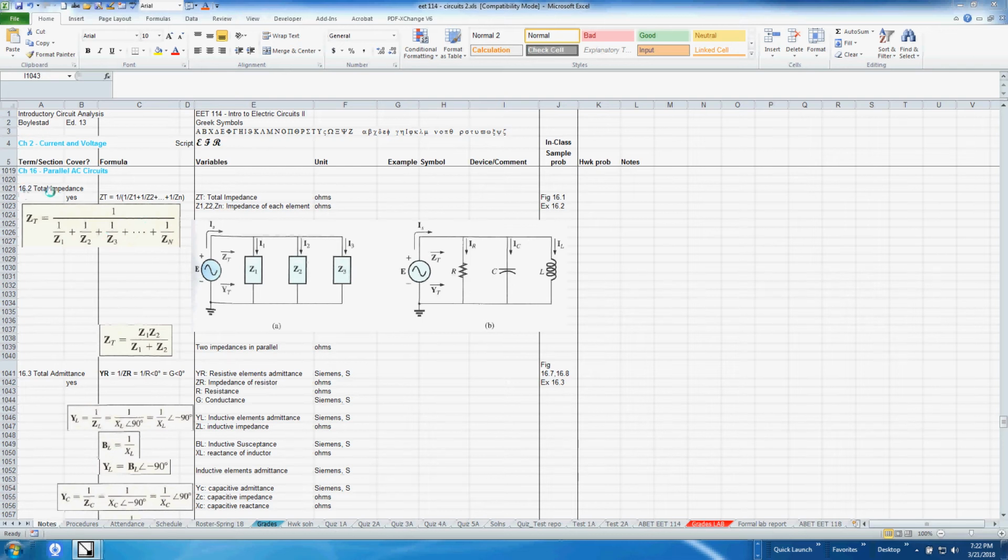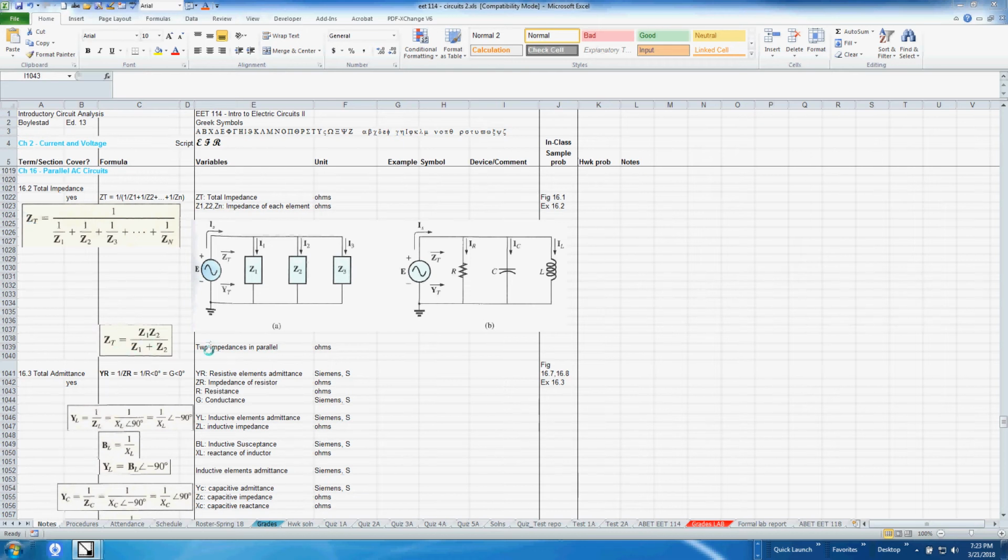Section 16.2 is total impedance, and it's equal to the inverse of 1 over each impedance that you see here. If all of these are in parallel, like an RLC example, this is how we would draw the impedances, just with a block diagram. You take the inverse of each one, add up the total, and then take the inverse of that total to get the total impedance.